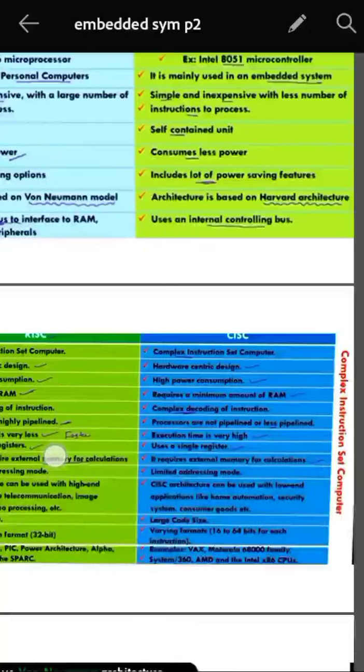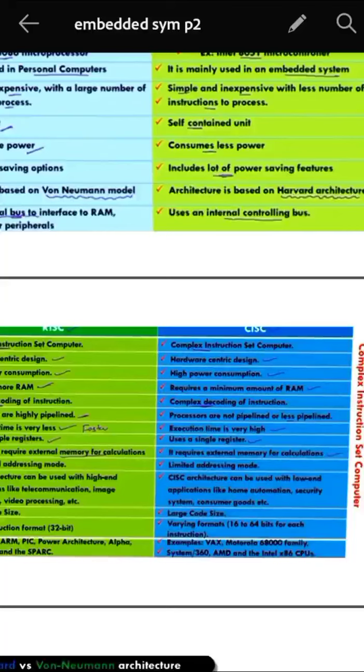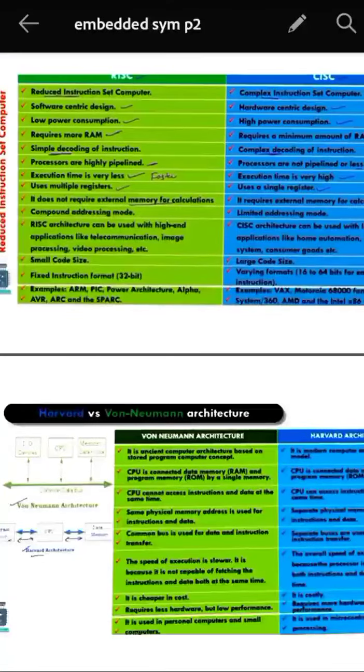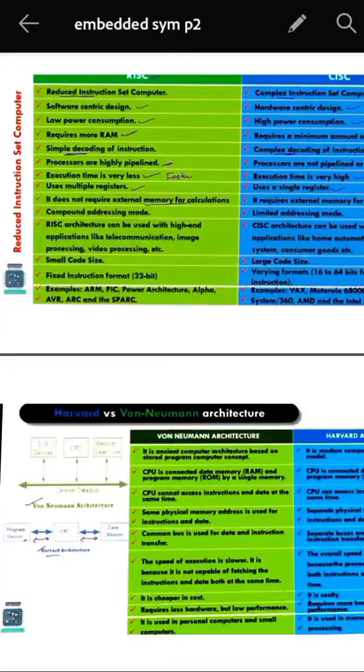The examples of CISC are VAX, Motorola 68000 family, System/360, AMD and the Intel x86 CPU. These are all examples of CISC. Next, let us go for the difference between von Neumann architecture and Harvard architecture. First, we have to see the diagrams of von Neumann architecture and Harvard architecture. See the diagram of both.